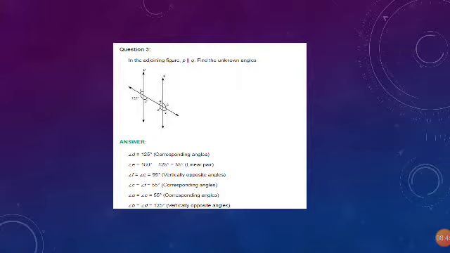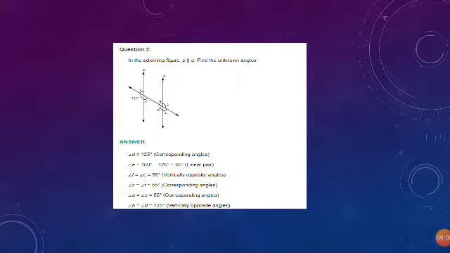Yes. In the adjoining figure, P is parallel to Q. Find the unknown angles. Angle D is equal to 125 degrees, by corresponding angles. Angle E is equal to 180 degrees minus 125 degrees. We get the value 55 degrees. That is linear pair angles.